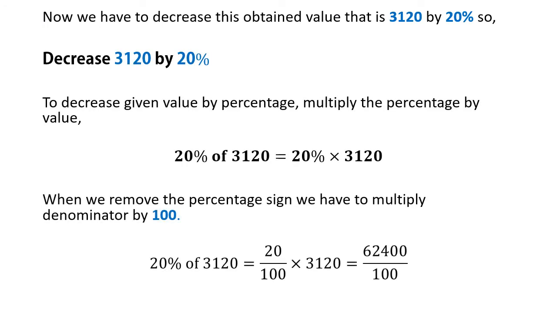Now we have to decrease this obtained value, that is 3120 by 20%, so multiply 3120 by 20% as shown, then remove the percentage sign by placing 100 in denominator of 20 and simplify as shown.